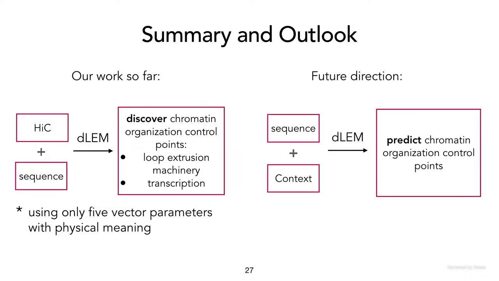And this is where we are at the moment in this project. We're really in the early stage, but so far I hope that I convinced you that we can actually discover the chromatin organization points, or at least confirm the previously discovered ones, and that we've confirmed that both loop extrusion machinery and transcription affect how the genome is organized in 3D. And we've done that with only 5 vector parameters, which all have physical meaning. So in the future, we hope that we would be able to use our model to use sequence and the experimental context to also predict the chromatin organization points.